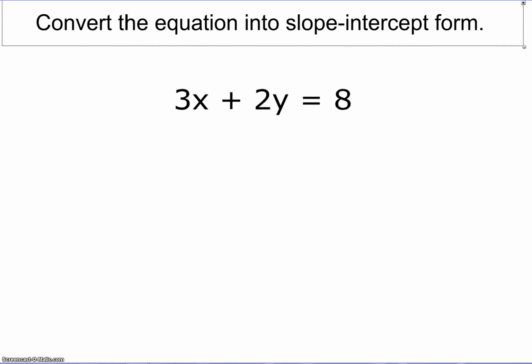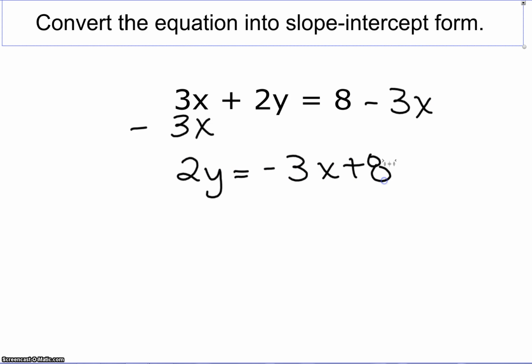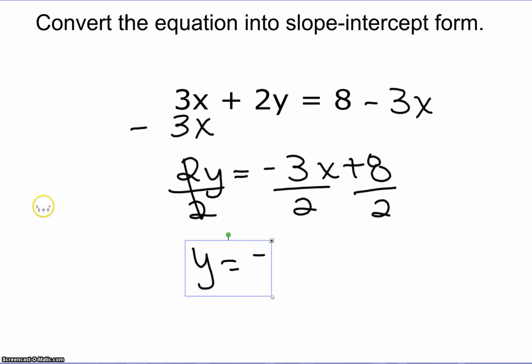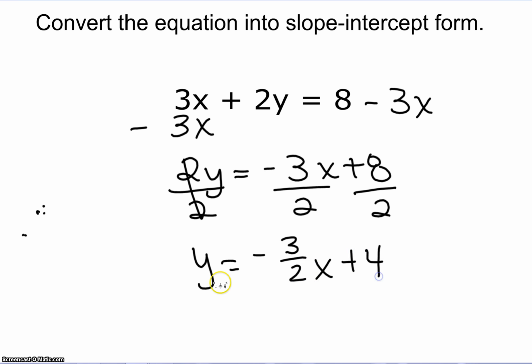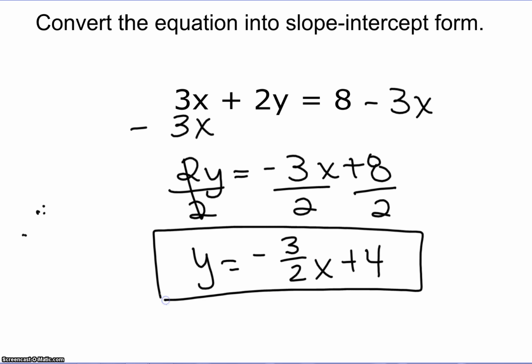Next, convert the equation to slope-intercept form. You're doing it exactly how we've been doing it. So minus 3x. So 2y equals negative 3x plus 8. I'm just skipping that middle step, so I know my x has to come first. So then divide each thing by 2, so you get y by itself. So you have negative 3 over 2 x plus 4.